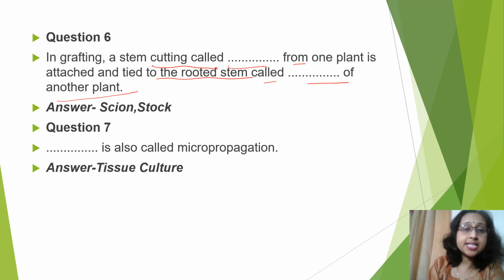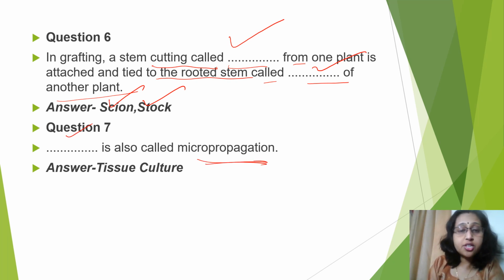So the first is the scion and the next is the stalk. Dash is called the micropropagation. So tissue culture is called the micropropagation.